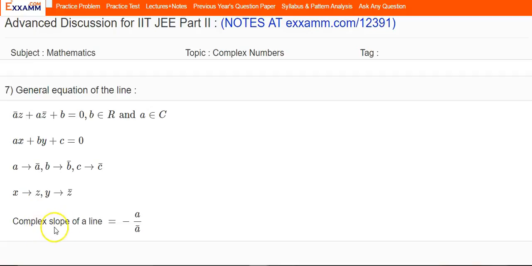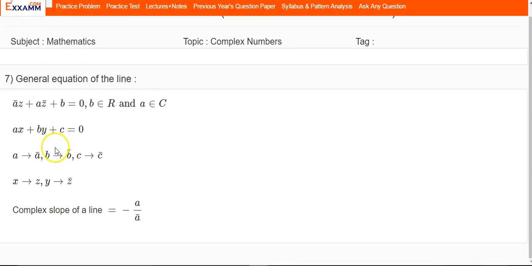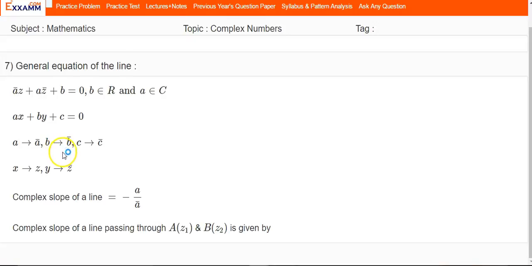Now here, what is the complex slope of a line? This is very important again: the complex slope of a line is minus a upon a bar. Now the rules for the complex slope of a line are a bit different than in the case of the normal slope of a line, which I would explain to you in a short while.